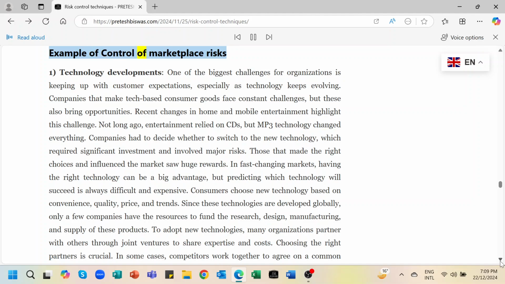Example of control of marketplace risks. 1. Technology developments. One of the biggest challenges for organizations is keeping up with customer expectations, especially as technology keeps evolving. Companies that make tech-based consumer goods face constant challenges, but these also bring opportunities. Recent changes in home and mobile entertainment highlight this challenge.